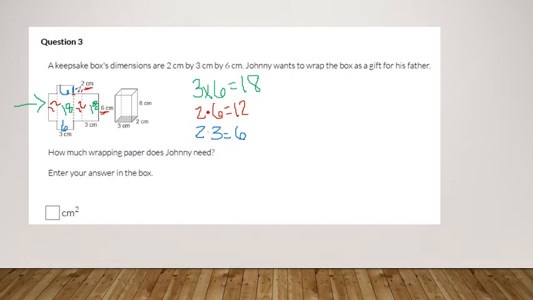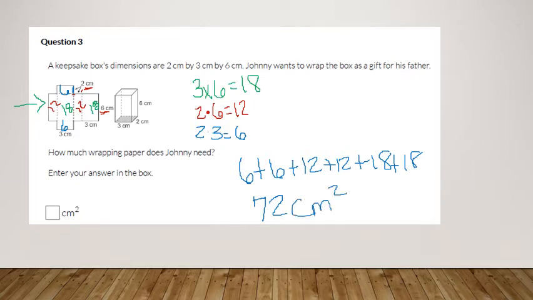Now all we have to do to find how much wrapping paper he needs is add these up. We've got 2 boxes of 6, 2 boxes of 12, and 2 boxes of 18. So we're just going to add that up: 6 plus 6 plus 12 plus 12 plus 18 plus 18. And we get 72 centimeters squared of wrapping paper.